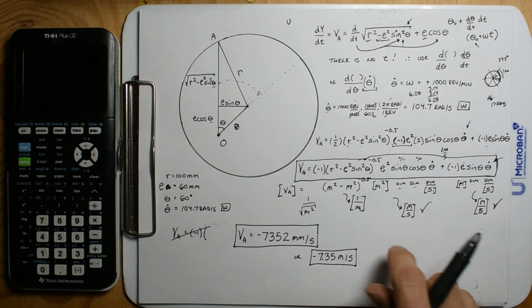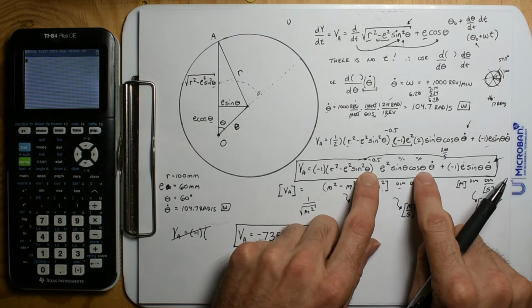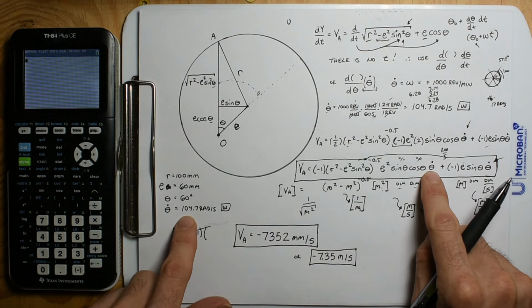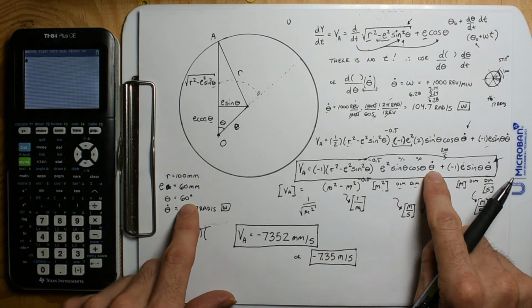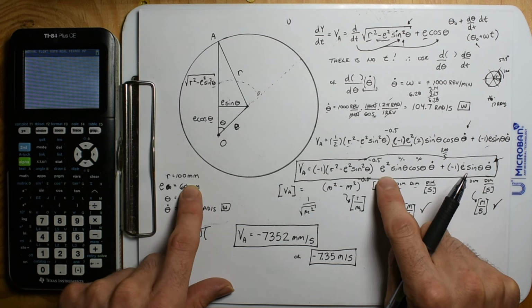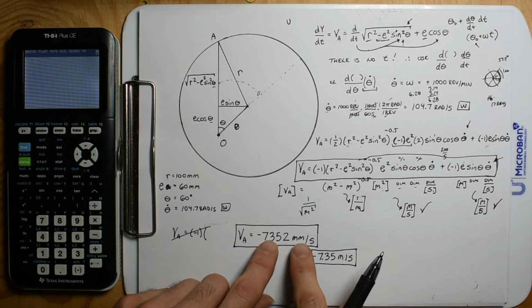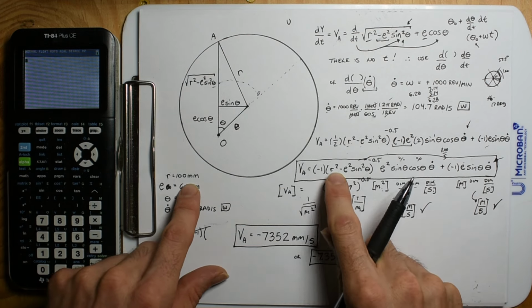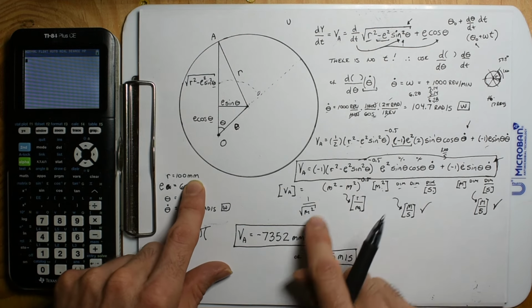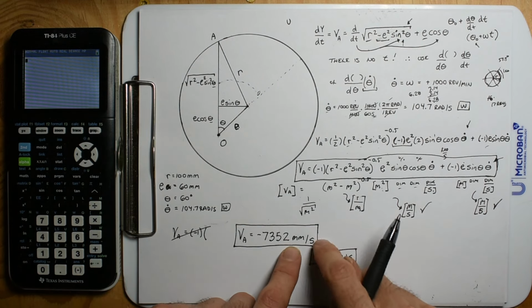All we had to do was throw in an angle of 60, and all the other parameters: 104.7 radians per second, 60 millimeters for the eccentricity, and 100 millimeters for the radius. Because our radius is in millimeters, our final answer is going to be in millimeters per second.